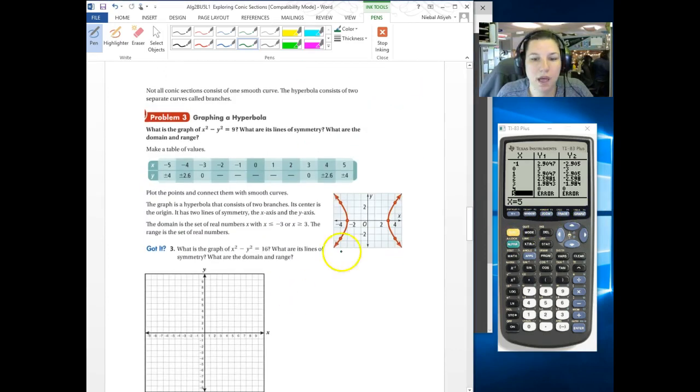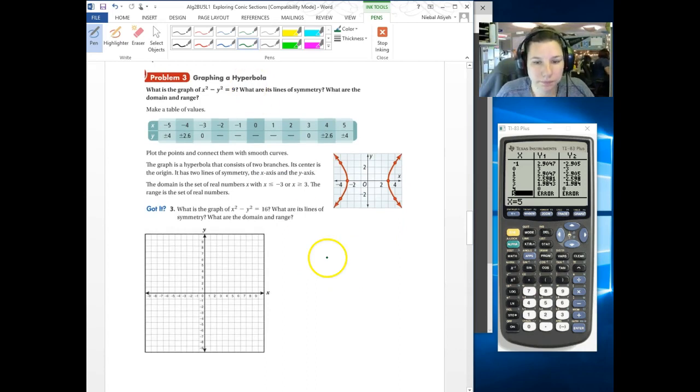Okay. Hyperbolas look like this. They have your equation here, x squared minus y squared equals 9. What are the lines of symmetry? What are the domain and range? So you're going to be seeing those as well. Same thing though, if you want to graph it, you can choose points, manually substitute them in, or it might be faster to just solve for y.